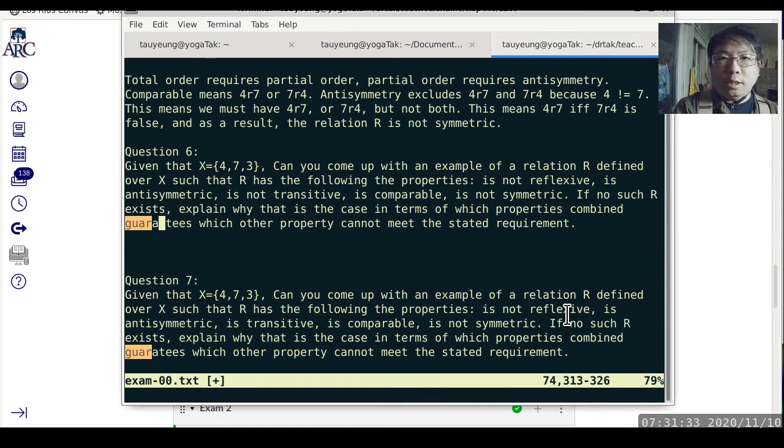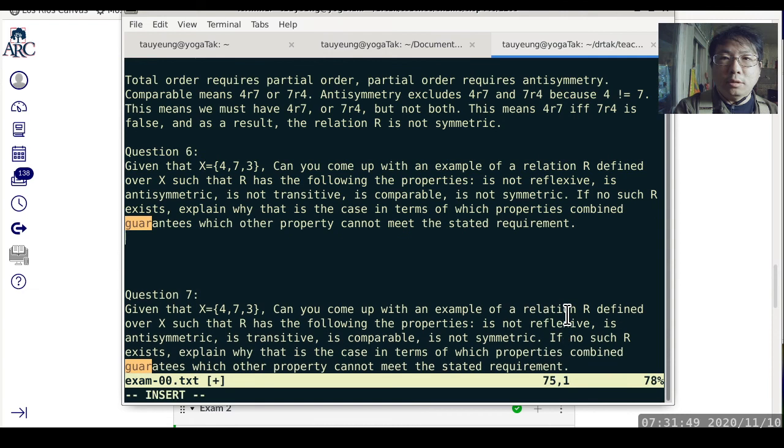Okay, it needs to be comparable. So it is not possible, because in order for something to be comparable, it needs to relate to itself. And that's a really clear contradiction here.